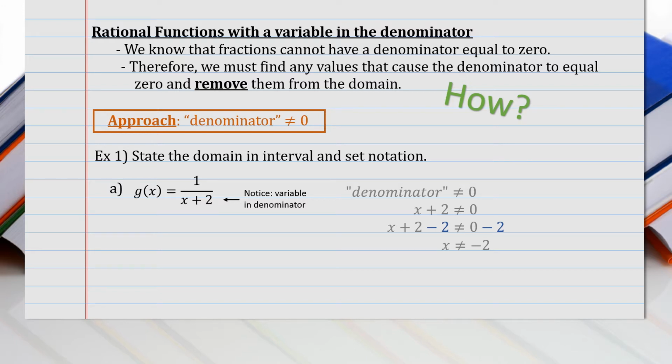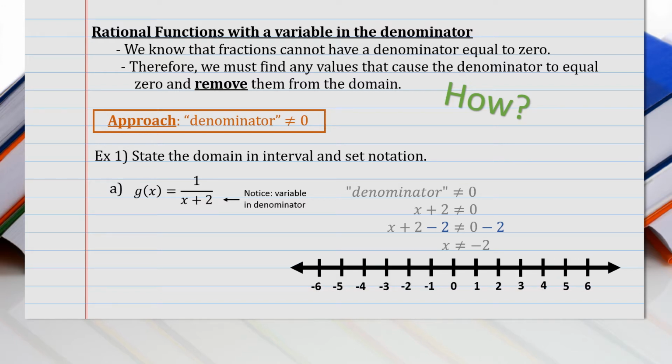Now, what does that really mean? Well, let's look at the number line. What that means is on the number line, I cannot include -2, which means I put an open circle around -2. In other words, I can use all the numbers on the number line. I can use any number to the left of -2, and I can use any number to the right of -2. -2 is the only number that we cannot use, and we are removing it from the domain. But how do you write this as a domain in interval and set notation? Well, let's look.